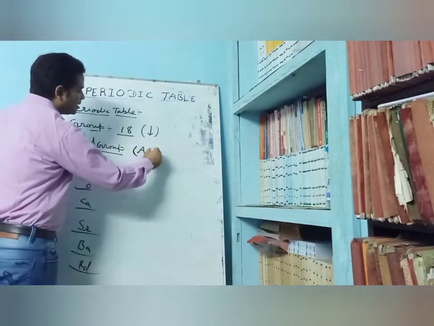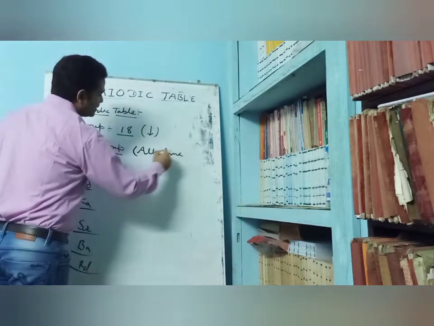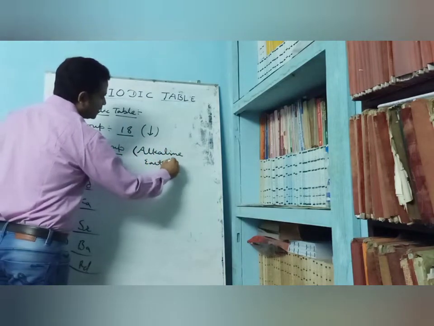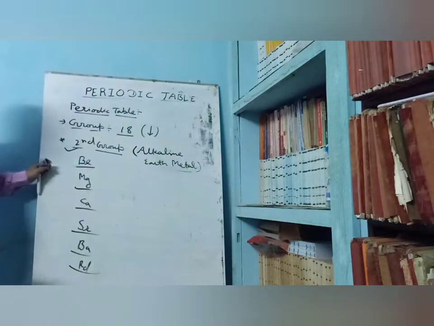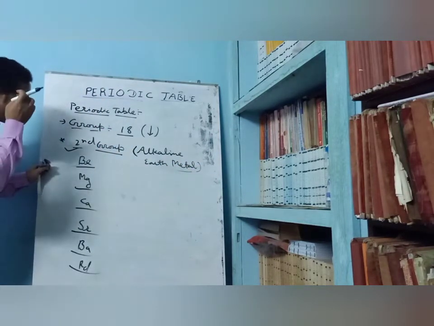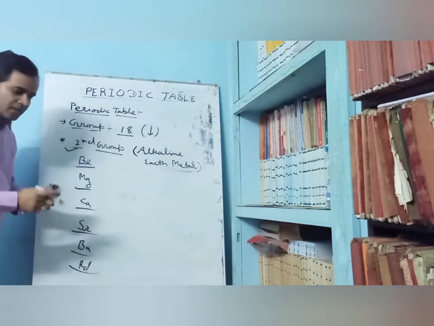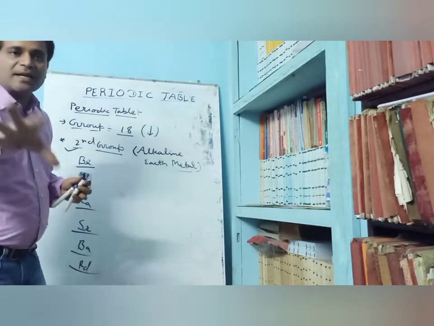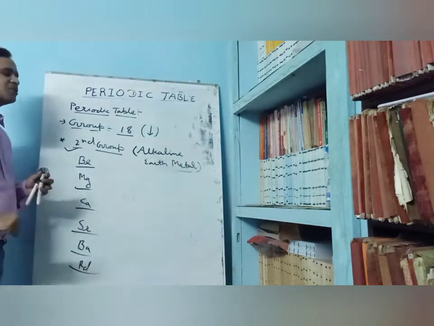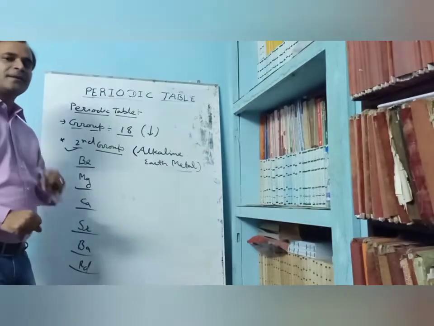Alkaline earth metal. These all are alkaline earth metals. Here I am saying alkaline earth metal. It means what? Mostly these elements were extracted from the earth's crust. So that's why I am saying all these elements are termed alkaline earth metals.